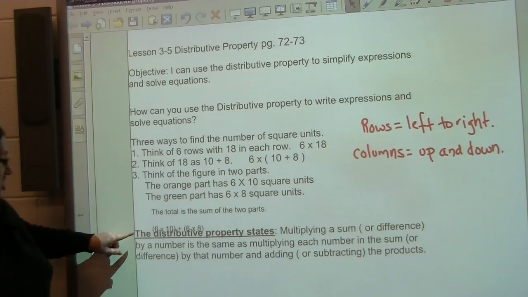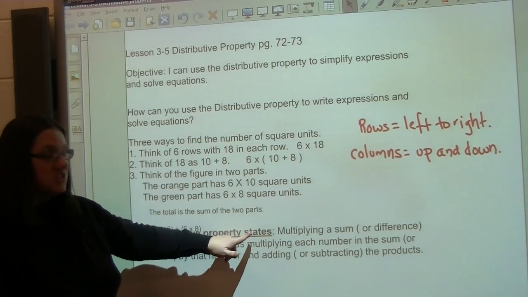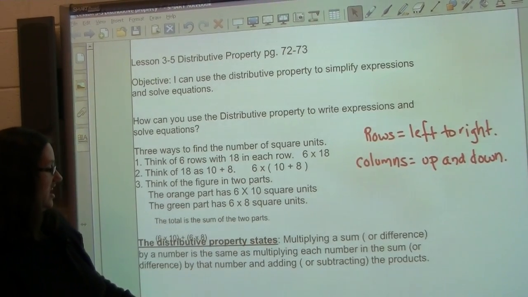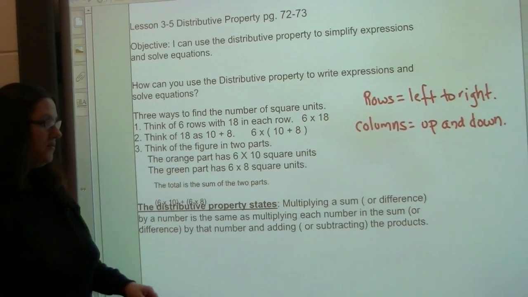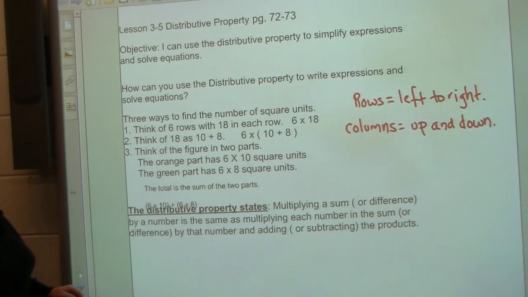Okay, we want to make sure here the distributive property states, that's what's highlighted in your text, and we need to get that copied down into your spiral. Take a minute to do that.